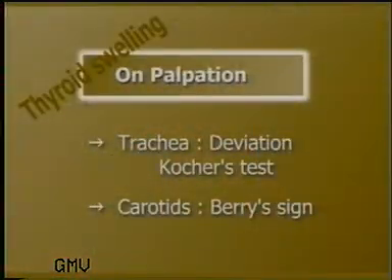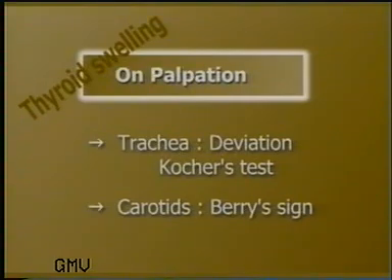Next, pinch the skin over the swelling to look for fixity to skin and test the mobility of the swelling in vertical and horizontal directions. Fixity in any direction suggests malignant infiltration or thyroiditis. Now palpate for the trachea and carotid pulsations.